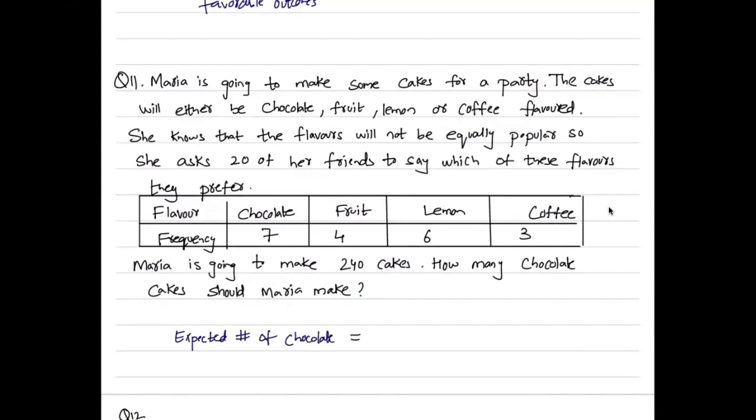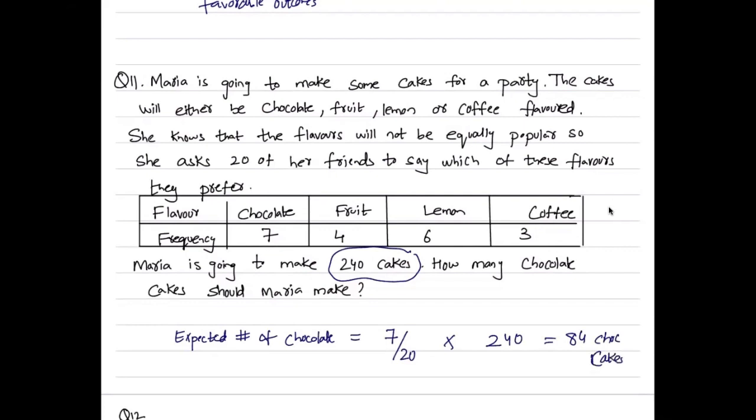So you are going to multiply the probability of success, that is the probability of chocolate cake, that is 7 upon 20, by the number of trials. The number of trials is 240. So out of 240 cakes, how many chocolate cakes should be made? 7 upon 20 is the probability, multiply by 240. What's the answer? 84. So she should bake 84 chocolate cakes.